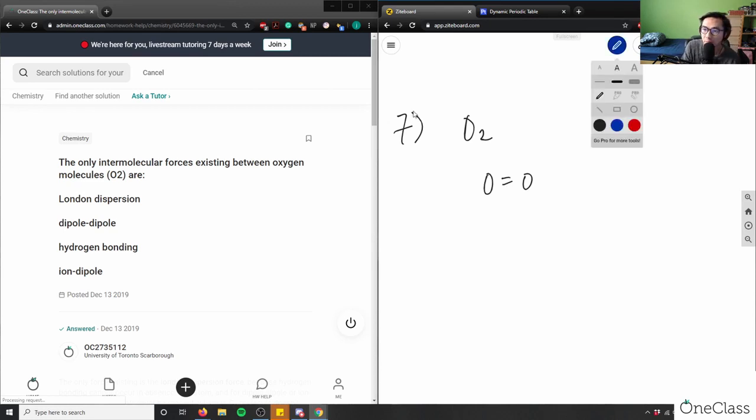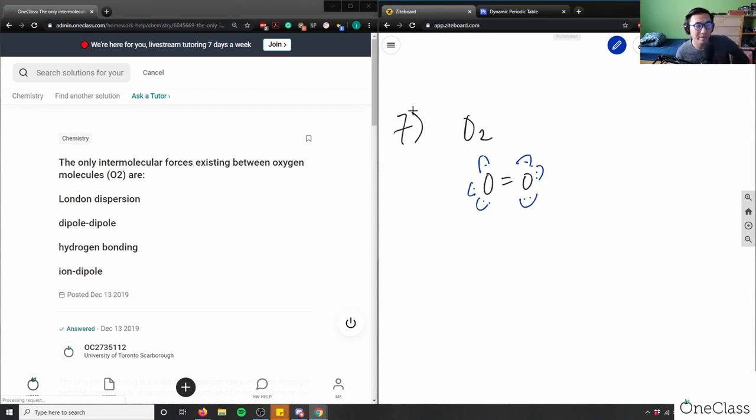And again, I could draw the lone pairs as well. I have 1, 2, 3, 4, 5, 6, and then 1, 2, 3, 4, 5, 6, right? I have three lone pairs here, 1, 2, 3, and 1, 2, 3. So I have three lone pairs on each oxygen here.